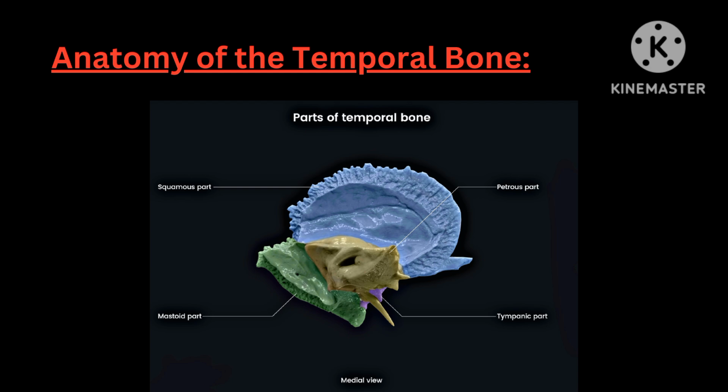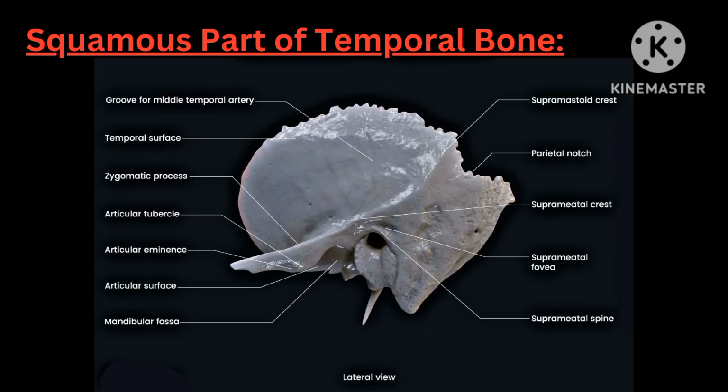1. Squamous part. 2. Tympanic part. 3. Mastoid part. 4. Petrous part. 5. Styloid process. Squamous part of the temporal bone. It is a thin, flat, and broad portion of the temporal bone that forms part of the lateral wall of the skull. The squamous part has 2 surfaces, temporal, outer, and cerebral, inner, surface.